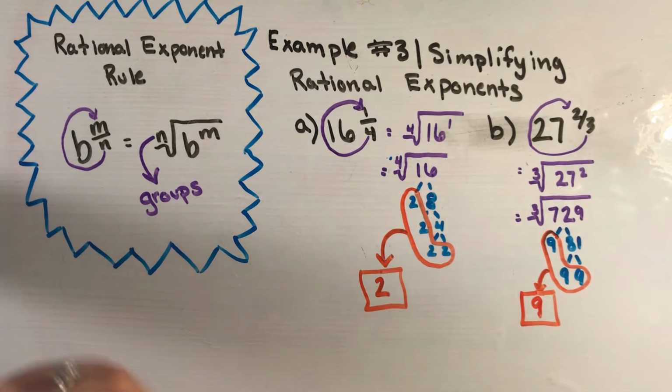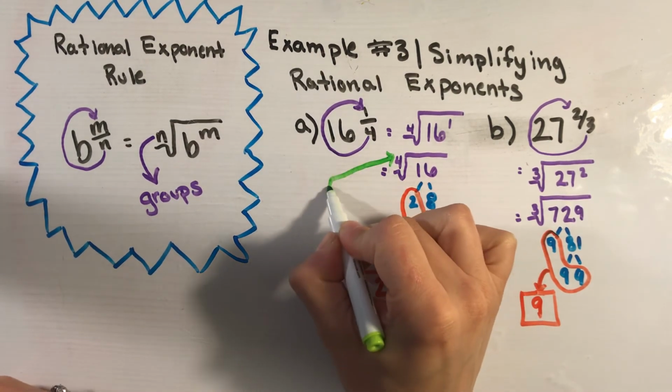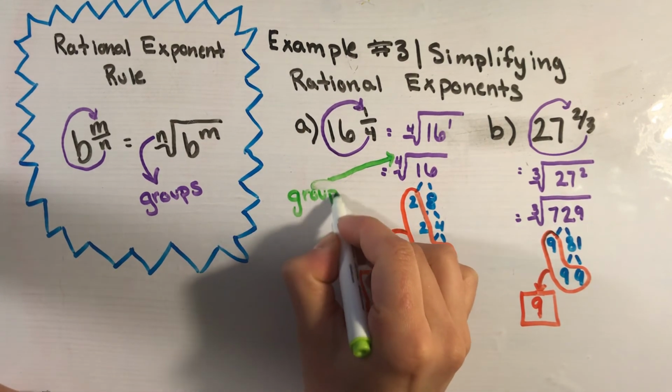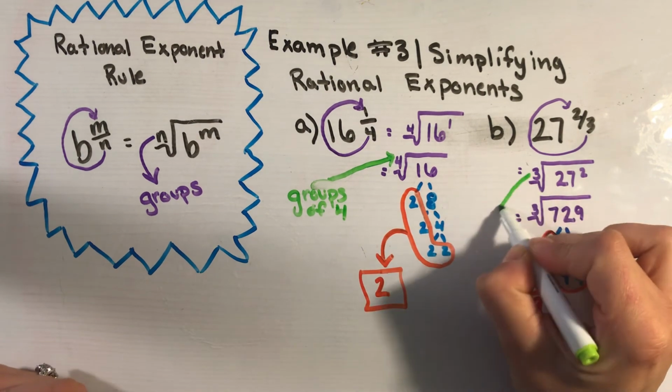Again, one huge thing is that this number here, the index, we're looking for the groups of that. And over here, we're looking for groups of 3.